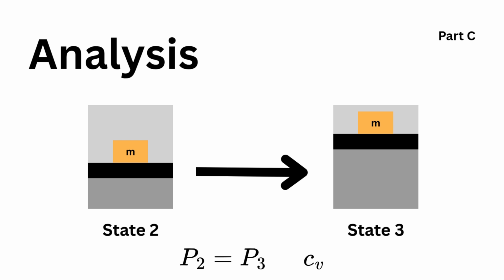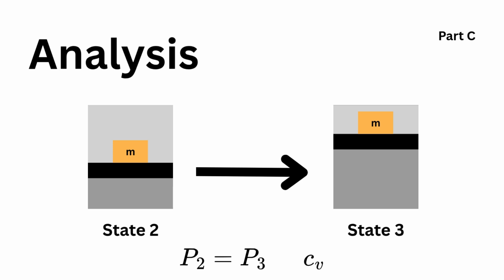Now moving on to the analysis from state 2 to state 3, there are a couple key things we must note before moving on. We must note the pressure at state 2 and the pressure at state 3 are the same, as they're both experiencing atmospheric pressure and the mass of the cube does not change.